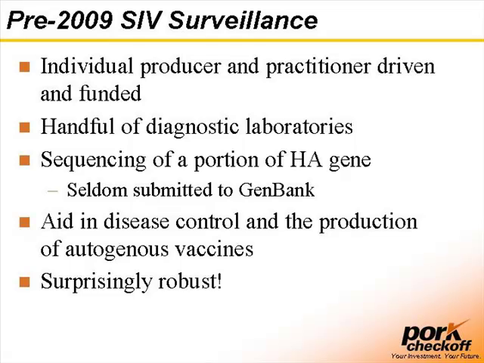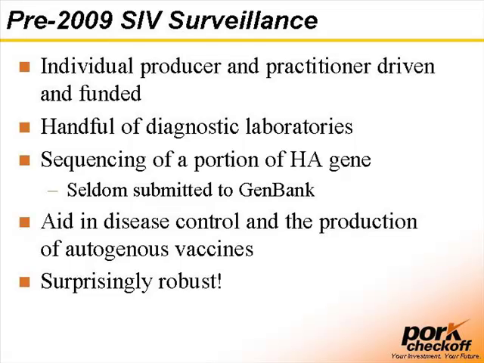The reason people were doing this, it was an aid in disease control on the farm, and also a large number of the animals that are vaccinated for swine influenza are vaccinated with autogenous vaccines. So you could check your vaccine virus that you were using to make autogenous against new viruses that you had identified in your system and see how close your match was for vaccine.